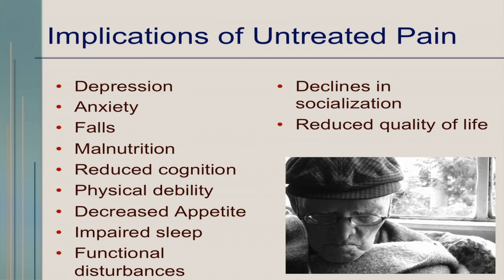What happens when we don't treat pain? Patients develop depression, anxiety, falls, malnutrition, cognitive impairment, and physical debility. They might suffer from decreased appetite, impaired sleep, declines in socialization, and an overall reduced quality of life. It's also important to note that depression and pain are many times closely related, and the presence of one often worsens the severity of the other.